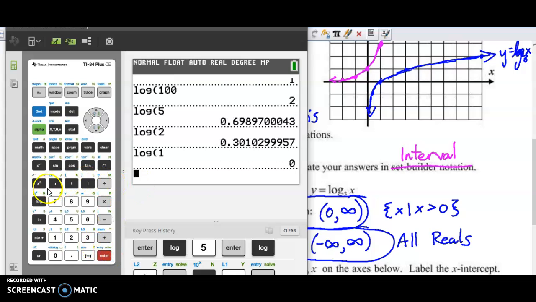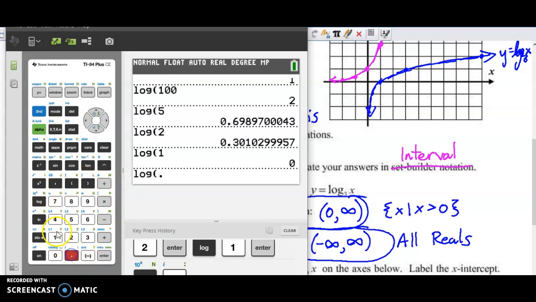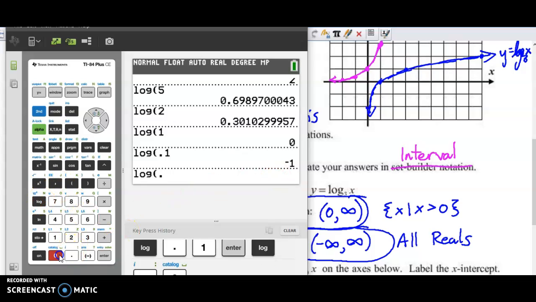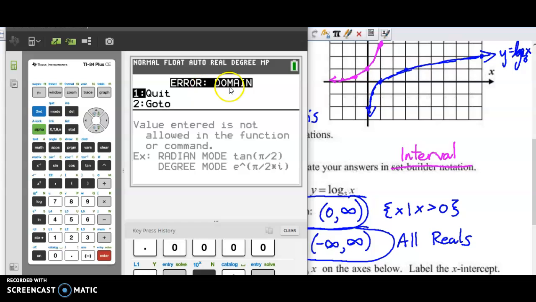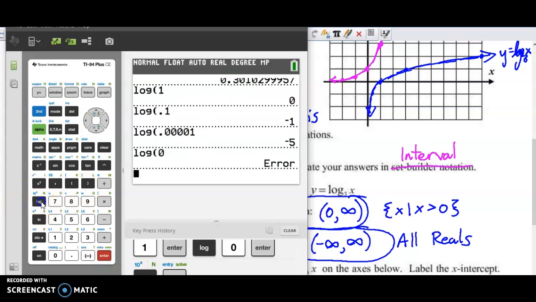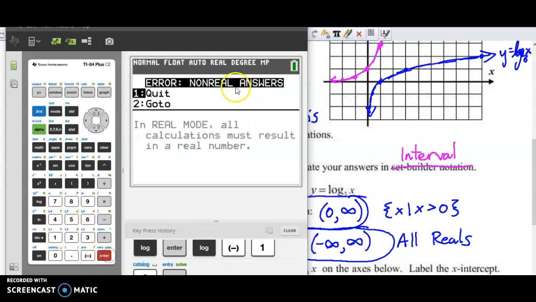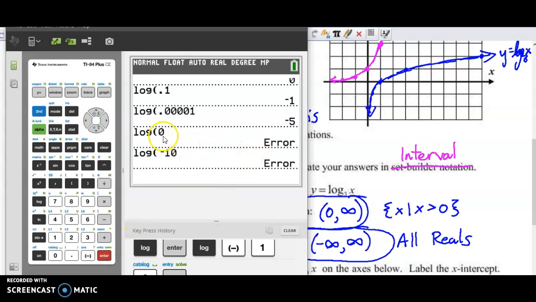But the moment, or how about this? I can even do log of 0.1. That's fine. I can do log of 0.0001. These are all fine things. But the moment I hit log of 0, I get a domain error. Let me quit out of that. Same thing if I try to log a negative 10. I get a domain error. The point that I'm trying to make is that we can only log positive numbers.